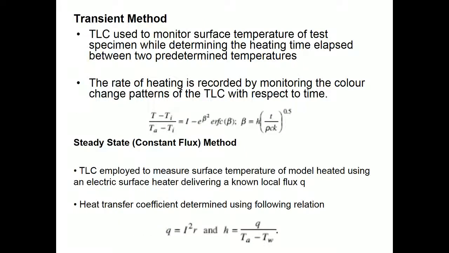Okay. Okay, the transient method, the TLC is also used to measure the surface temperature of a test specimen while determining the heating time. So, that means you can record the rate of heating, okay, by monitoring the color change pattern. So, you just take pictures of the color, then you convert that to a temperature and you can find out what will be the temperature history, right. You can also use the steady state method, that means you want to measure the surface temperature, okay, using say a local heat flux. So, if it is a constant heat flux kind of a situation, right, you want to measure what is the surface temperature. So, you can also use a very similar method like this. Okay.